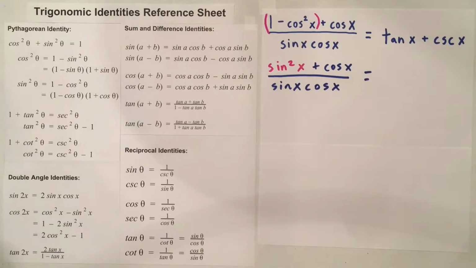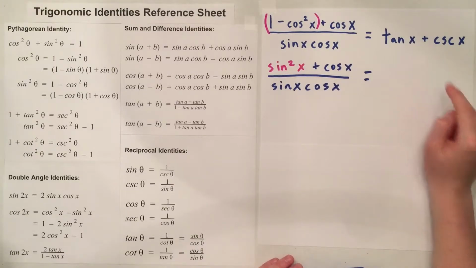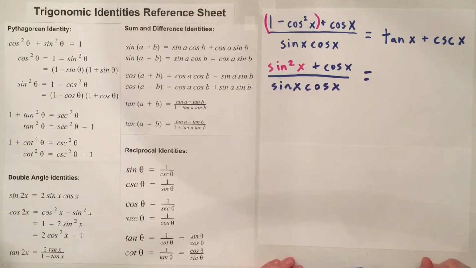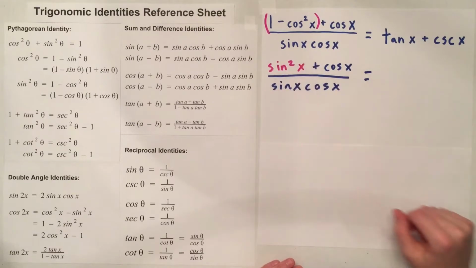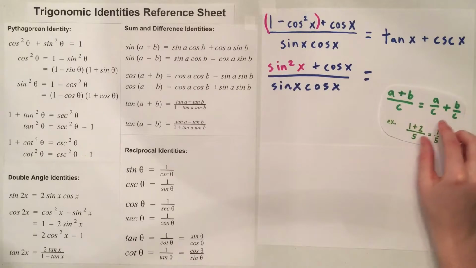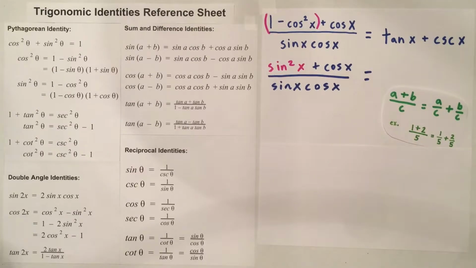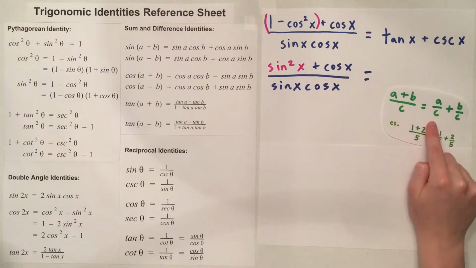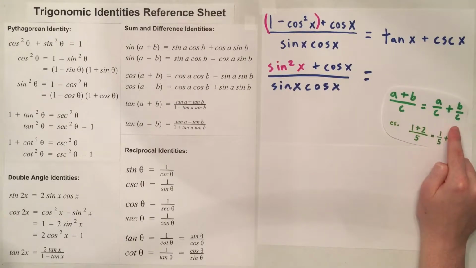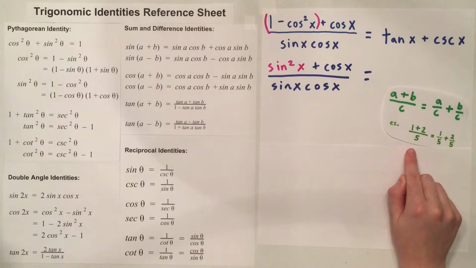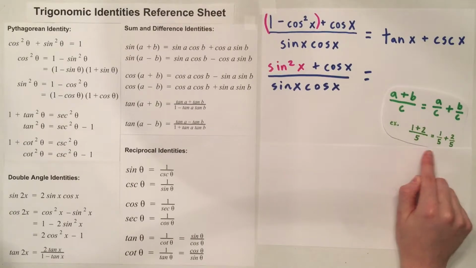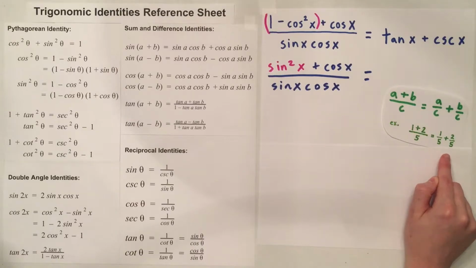Now, if I look at my expression of tan x plus cosecant x, I notice that there are two separate terms, whereas on my left side, there's just one large fraction. So I'm going to separate it out into two fractions so it looks more like my expression on the right side. I can use this algebraic property that I know to separate it out. It is a plus b over c is equal to a over c plus b over c. It can help you to understand the reasoning of this property if you think about it with simple numbers. For example, 1 plus 2 over 5 is equal to 1 over 5 plus 2 over 5.